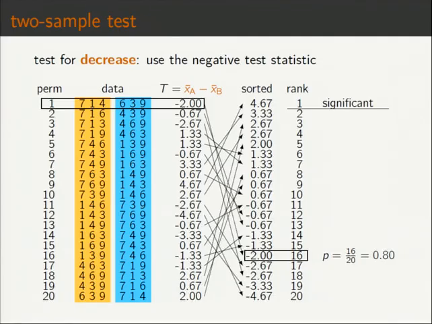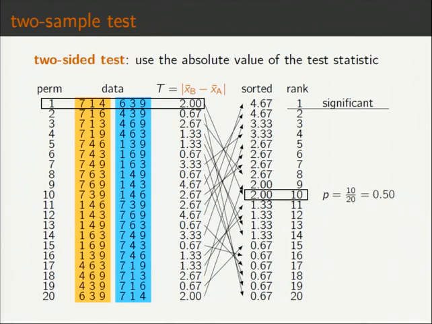Or we can do a two-sided test, to see whether there's any mean difference at all. In this case, the test statistic would be the absolute value of the difference of the means. Now the p-value is 0.5, so again not significant.